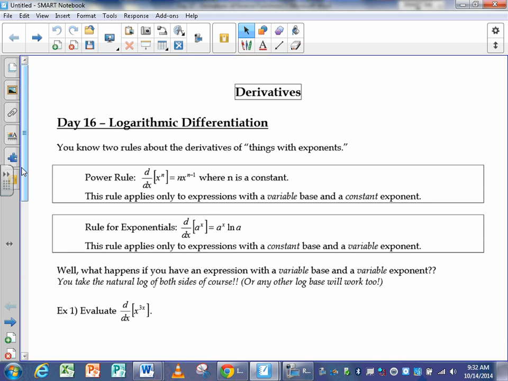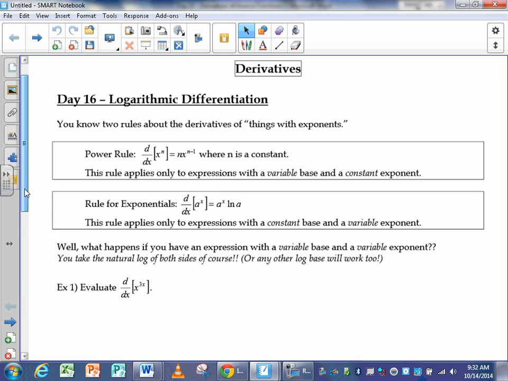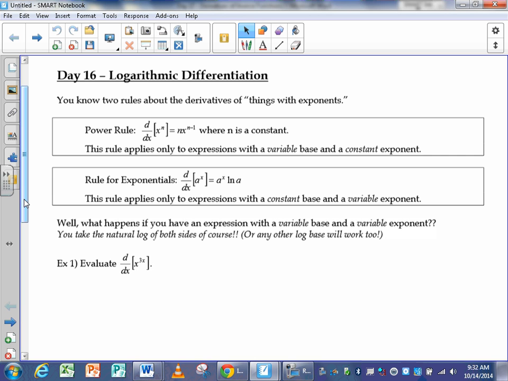All right, so today we're going to talk about logarithmic differentiation. The reason it fits in here is because you need to know how to take the derivatives of logs and exponentials for logarithmic differentiation to work. So first things first, I want to re-emphasize some of the rules about derivatives.